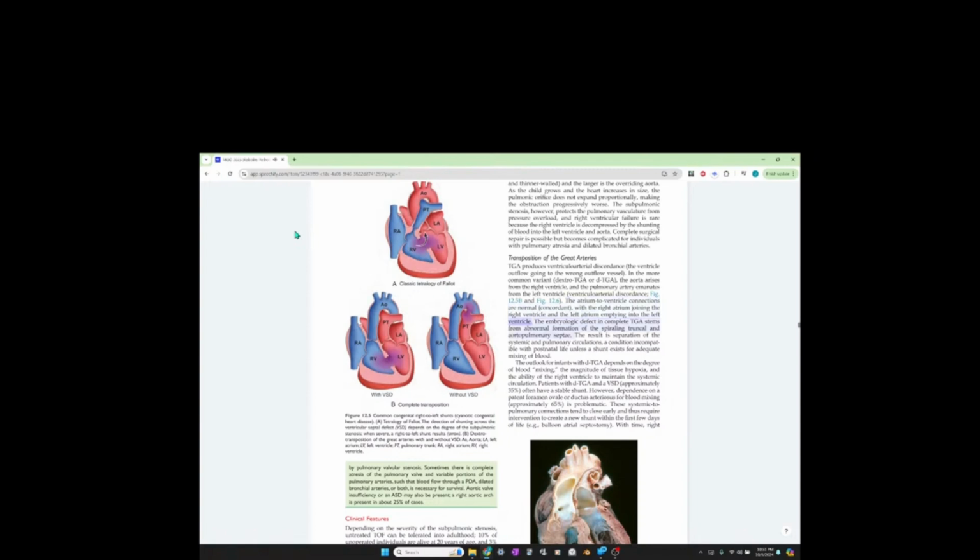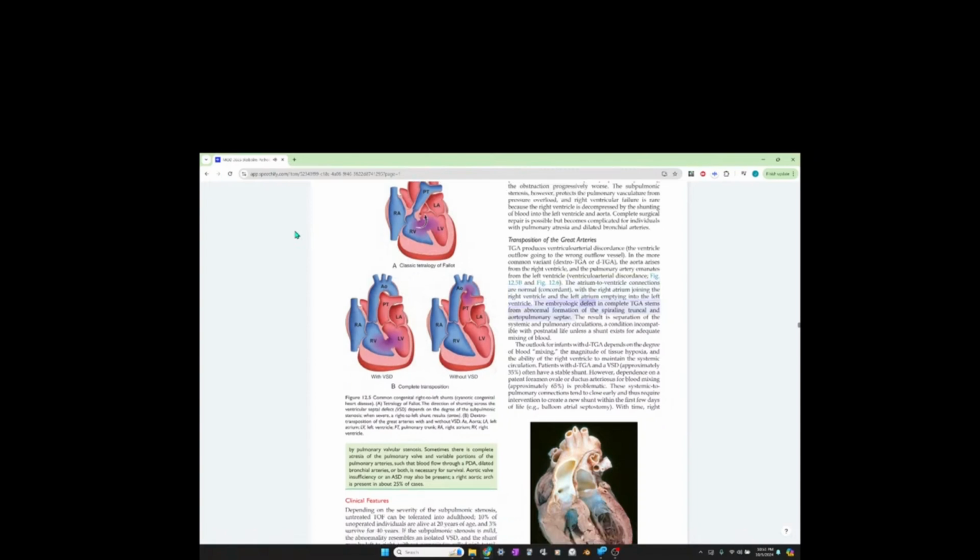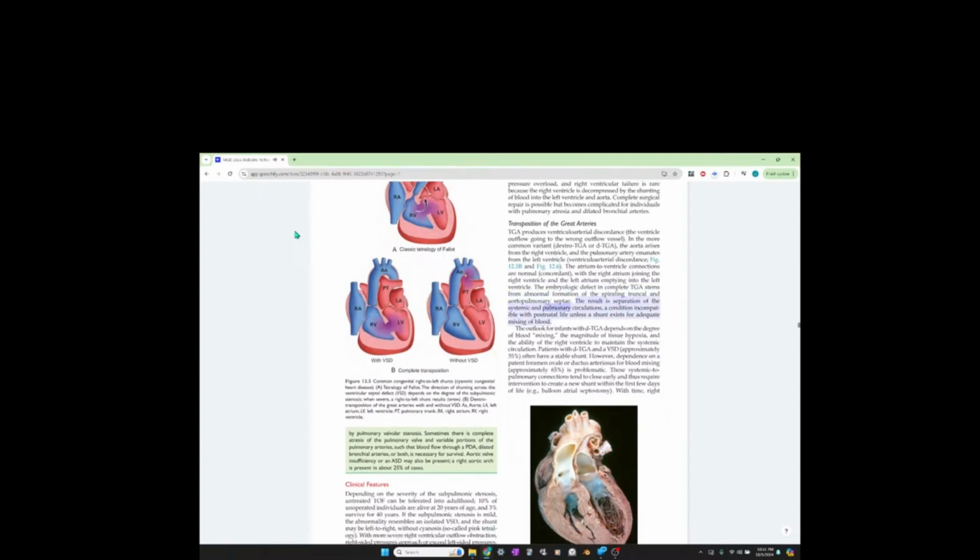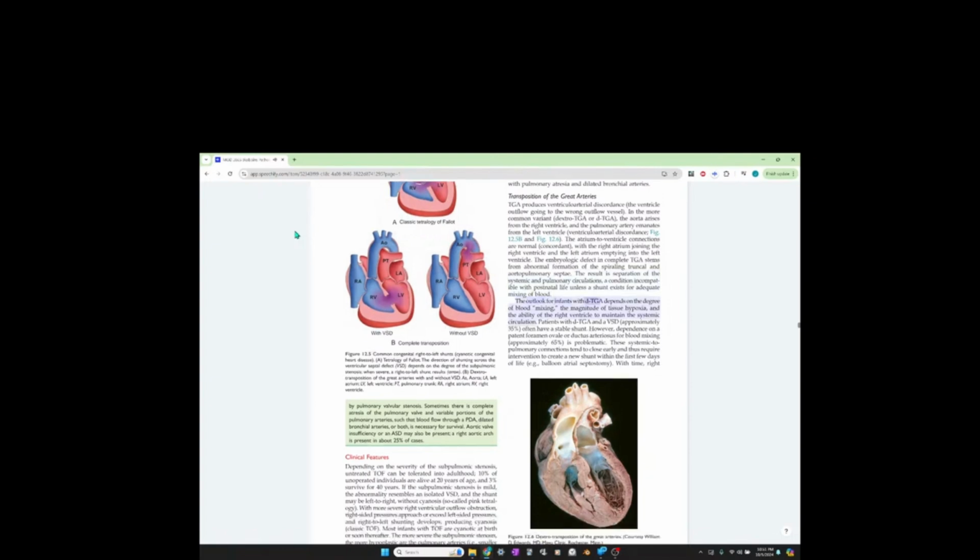The embryologic defect in complete TGA stems from abnormal formation of the spiraling truncal and aortopulmonary septi. The result is separation of the systemic and pulmonary circulations, a condition incompatible with postnatal life unless a shunt exists for adequate mixing of blood.